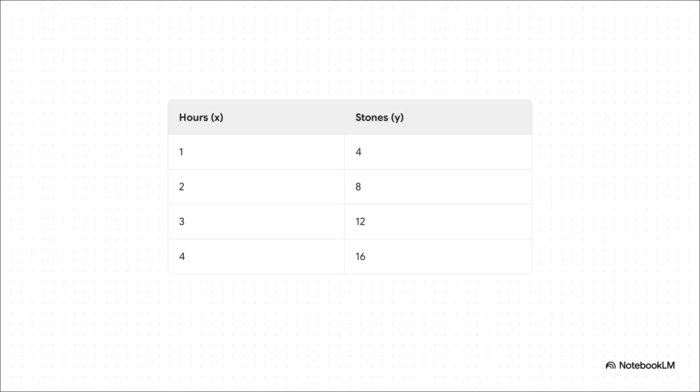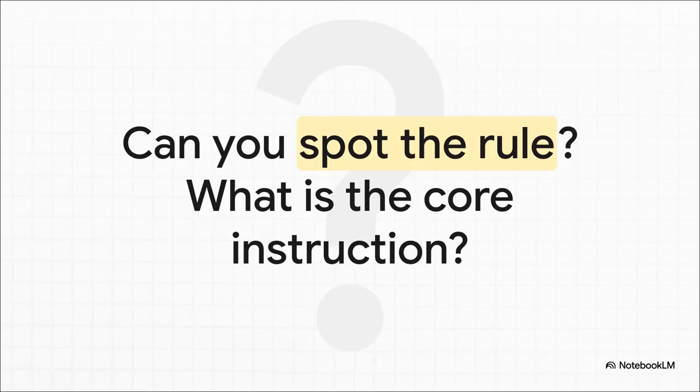Okay, first tool up, the table. In one column, we've got the hours. Let's just call that X. In the other, we've got the stones. We'll call that Y. So 1 hour gets him 4 stones. 2 hours, 8 stones. 3 hours, 12 stones. I mean, when you lay it out like this, man, that relationship just kind of pops, right? So take a look. How are we getting from the hours column to the stones column every single time? What's the one thing you're always doing to the first number to get the second number?